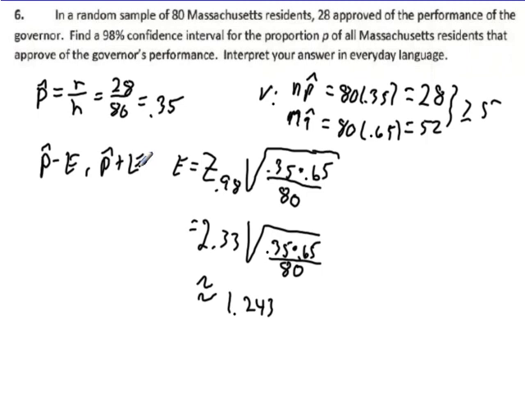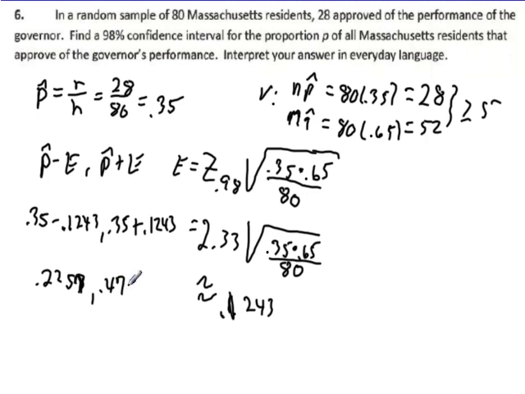So a 98% confidence interval for the governor's approval is going to be his 35% minus 0.1243, to 35% plus 0.1243. And on my calculator, if I work that out, that gives me 0.2257, or just over 22%, to 0.4743, or just over 47%.